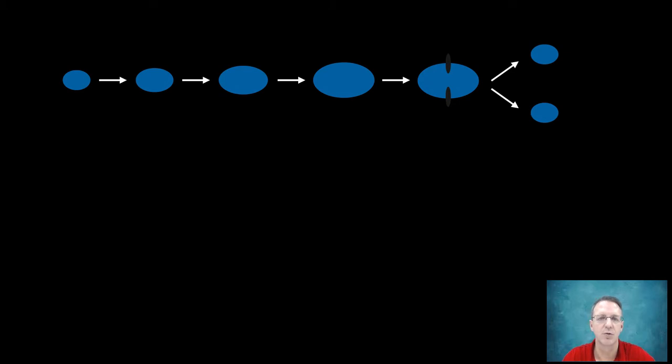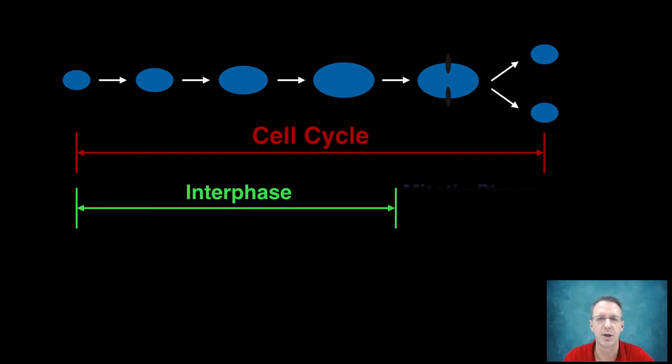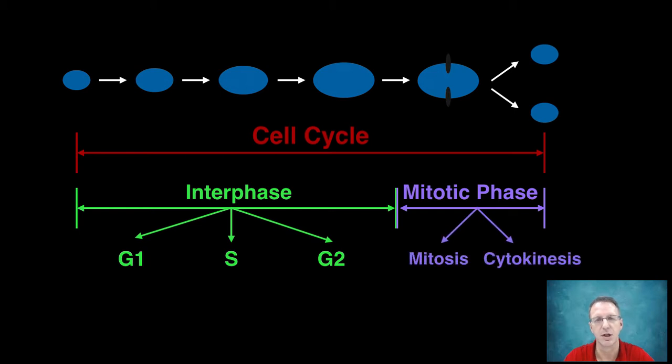When you follow cellular growth from a newly formed cell all the way to the point where it divides to form two genetically identical cells, you are looking at one complete cell cycle. That cell cycle can be divided, no pun intended there, into two sections called interphase and the mitotic phase. Interphase is further delineated into three phases called G1, S, and G2, while the mitotic phase is separated further into mitosis and cytokinesis. So let's have a quick look at what occurs in these different chapters of the cell cycle.